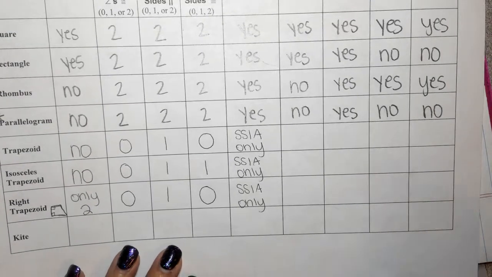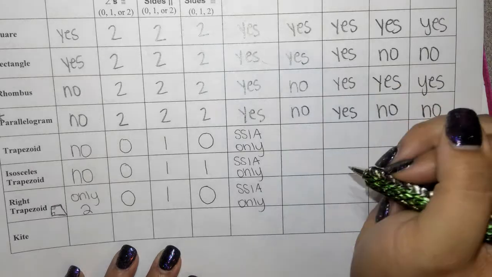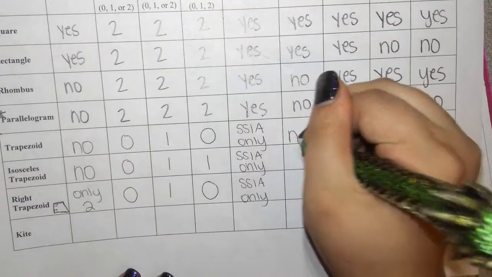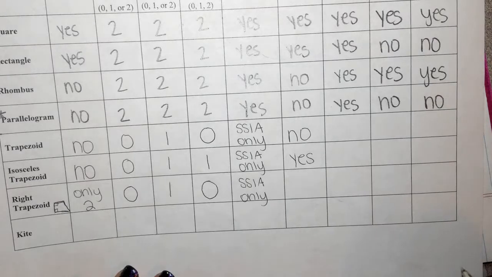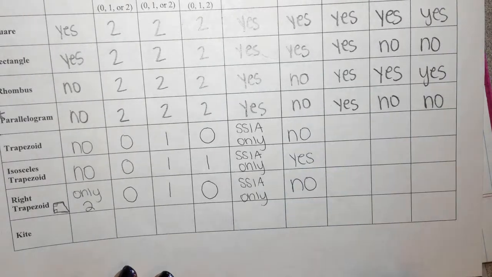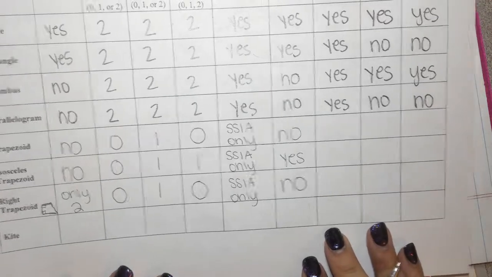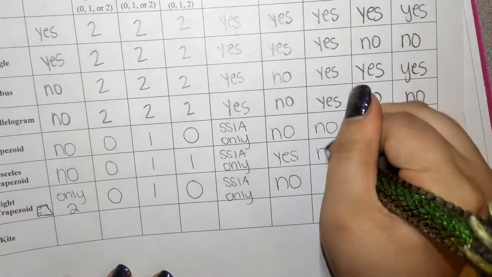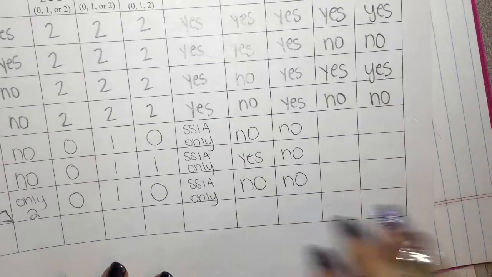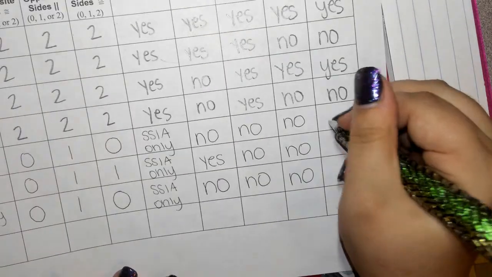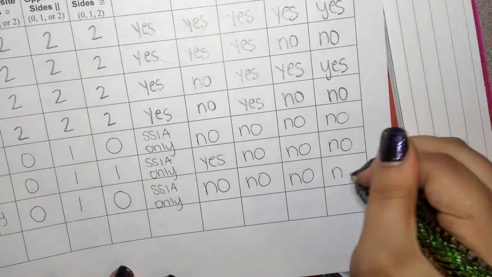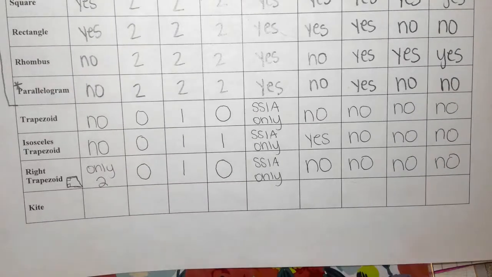For a trapezoid, are my diagonals congruent? For the regular trapezoid, were the diagonals congruent? No. What about for my isosceles trapezoid? What about for my right trapezoid? No. Are the diagonals going to bisect each other? Never. What about, are they perpendicular? And are they going to bisect opposite angles? Again, we'll do kite.